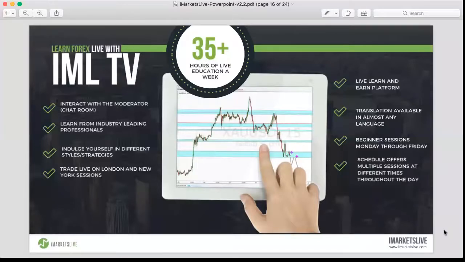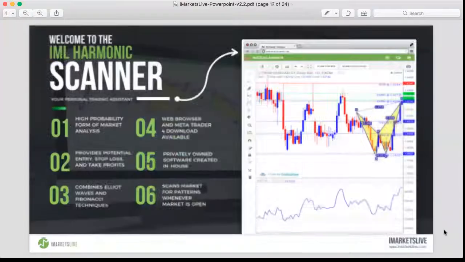Now, here's what's cool. We have beginner sessions Monday through Friday. Like Jason talked about, there's our auto trader and copy and paste for those who have no desire for the hands-on side, and that's completely okay. Then there's the other side, which is hands-on: IML TV, IML Academy, using the harmonic scanner and those kinds of things. Guys, our schedule offers multiple sessions at different times throughout the day because we realize some people are asleep, some people are awake, and some people are frankly on different parts of the globe. You can get educated by learning from professionals in the market.